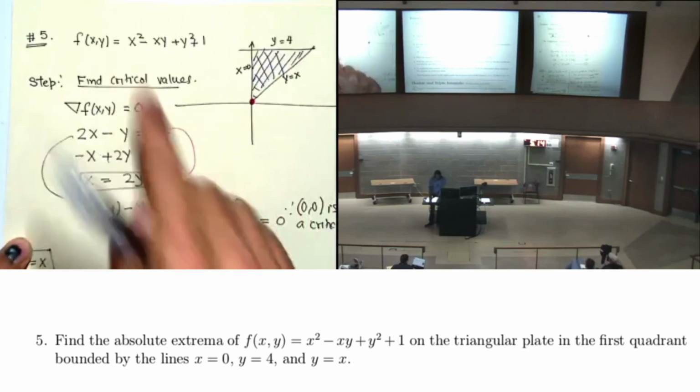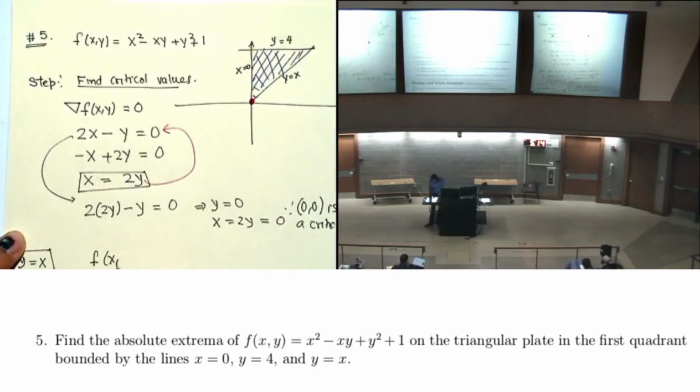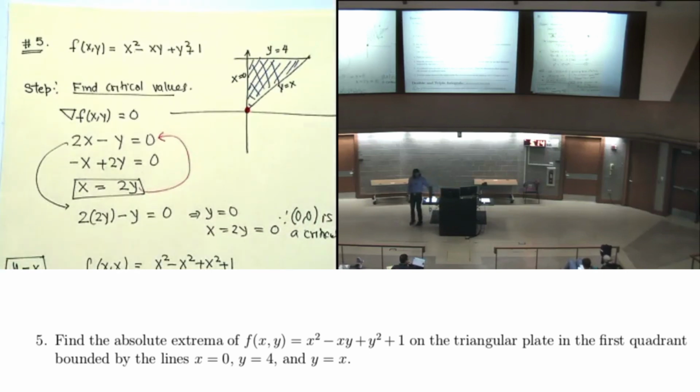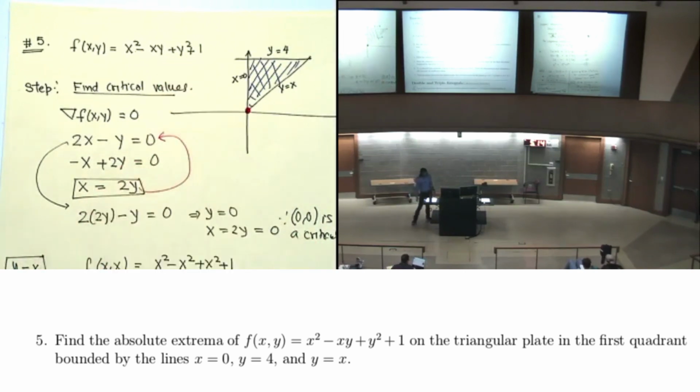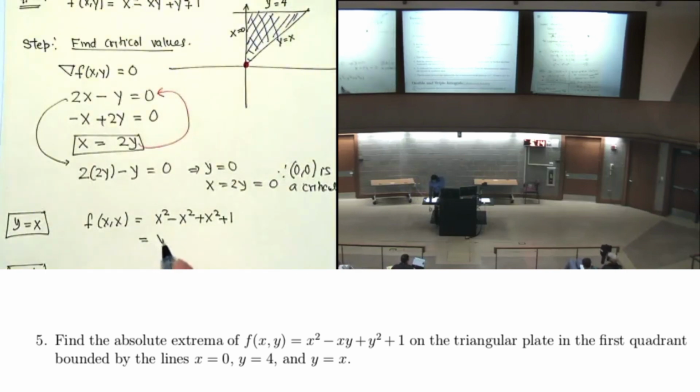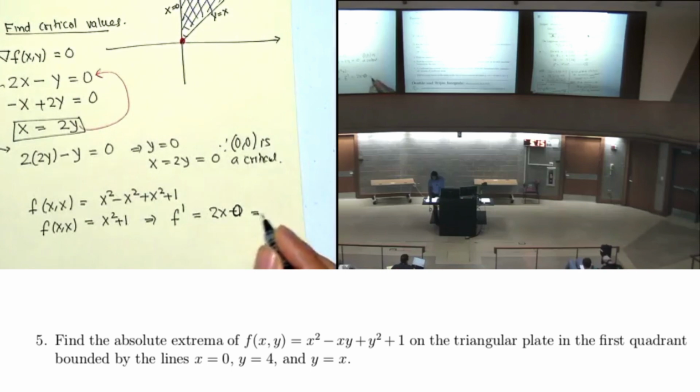My function is this. If I plug y equal to x, it's going to be x times x, which is x square minus x square plus x square plus 1. What I did, x is equal to y, I plug y equal to x in my very first equation of the function. If you simplify, you get x square plus 1. And if you take the derivative of this function, you get 2x plus 0, since the derivative of 1 is 0. And if you set this equal to 0, you get x is equal to 0.